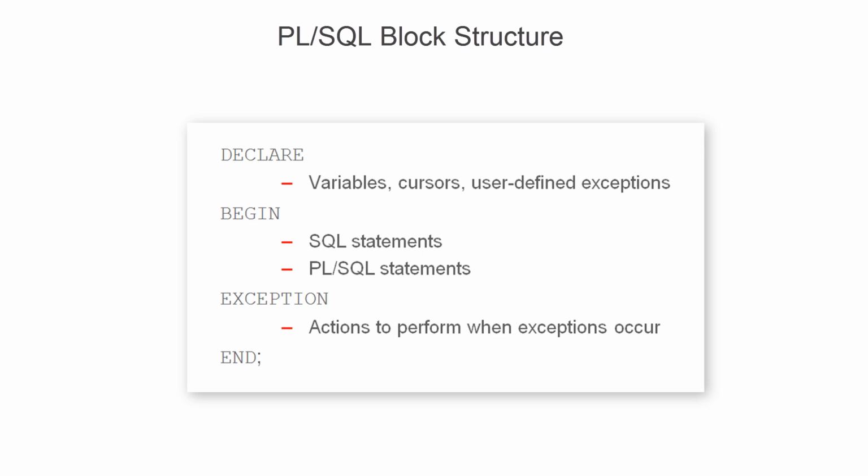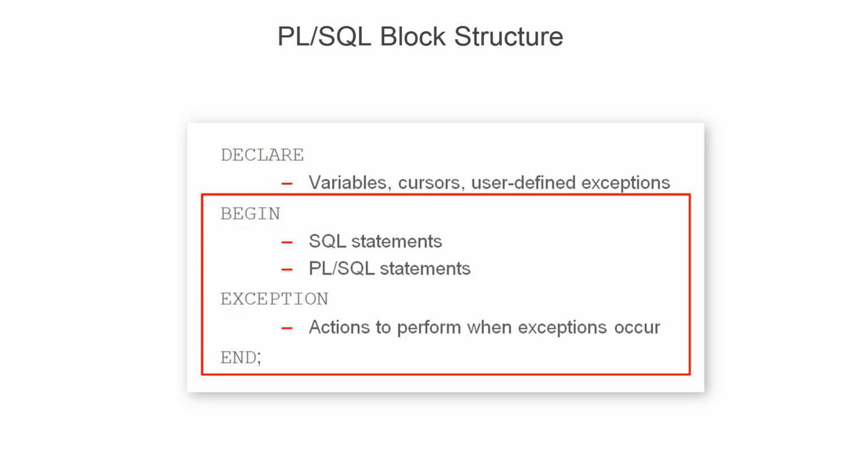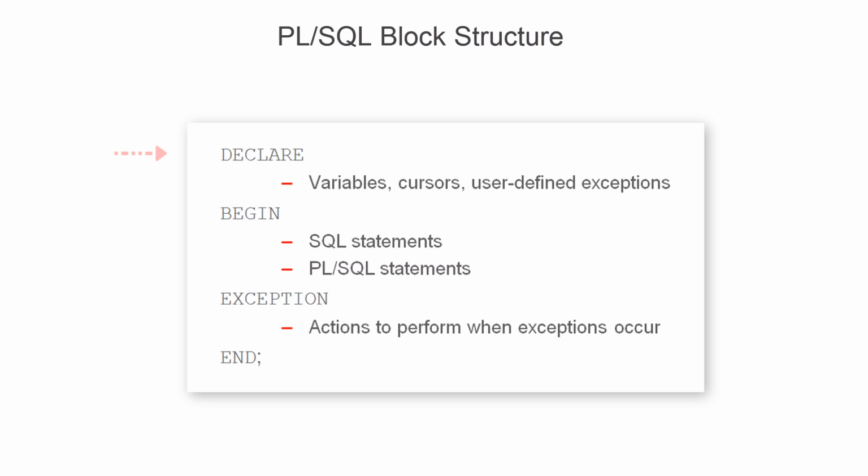A PL/SQL block is defined by the keywords declare, begin, exception, and end, which break up the block into three sections: declarative section, executable section, and exception handling section. The declarative section begins with the keyword declare and ends when the executable section starts. You can declare all the variables, constants, cursors, and user-defined exceptions that are referenced in the executable and exception sections here. This is an optional section.